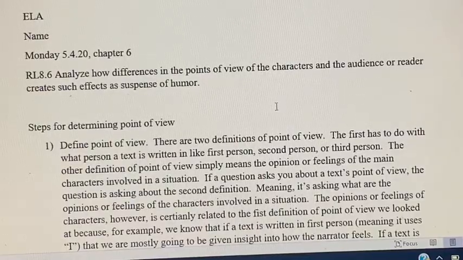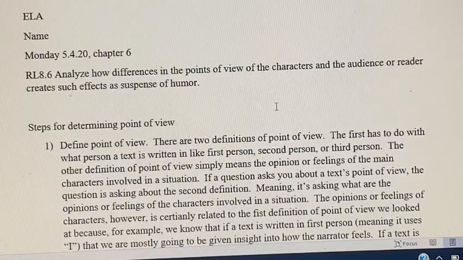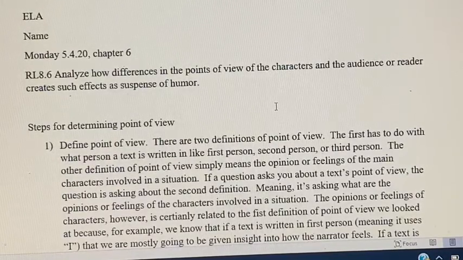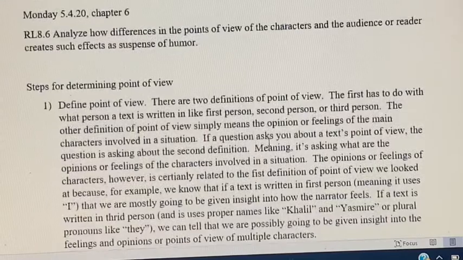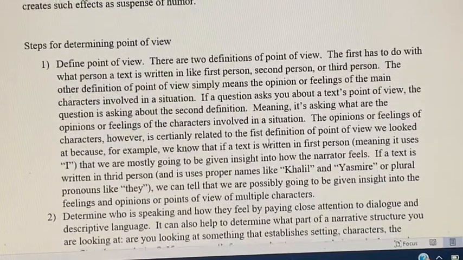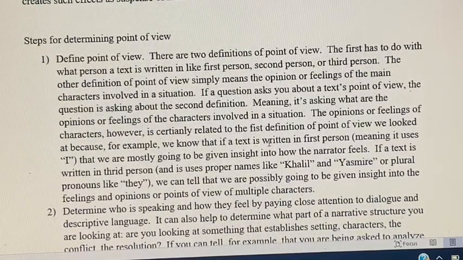So this morning we're going to be looking at standard RL 8.6, which is analyze how differences in the points of view of the characters and the audience or reader creates effects such as suspense or humor. So basically looking at point of view. So our steps for determining point of view, the first step is just define point of view.